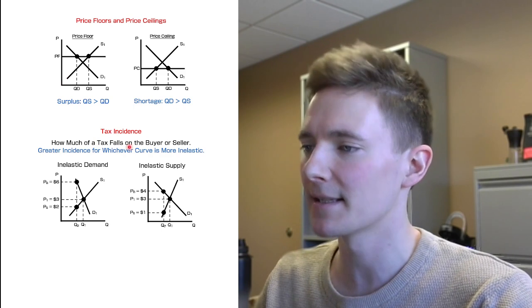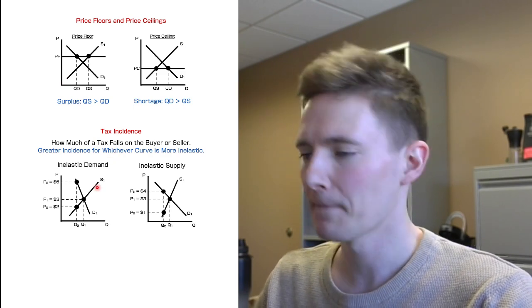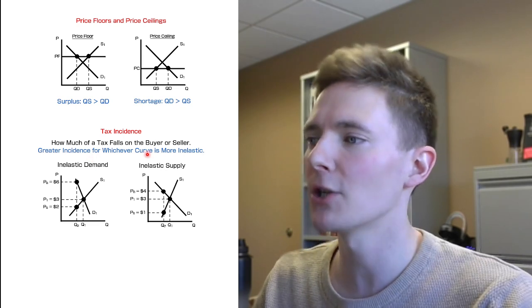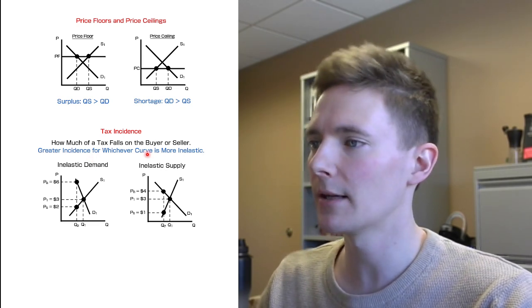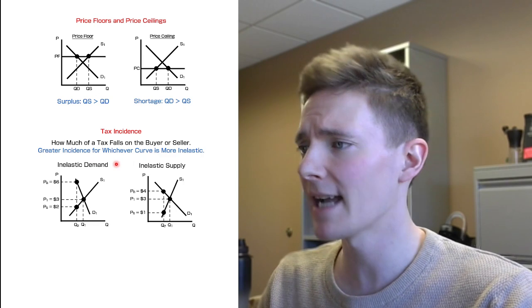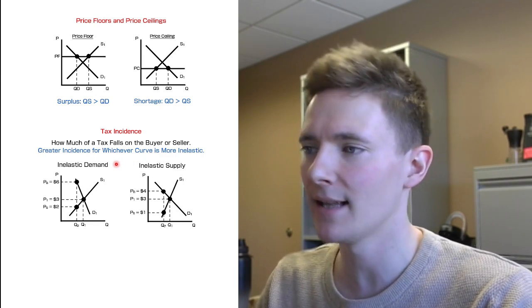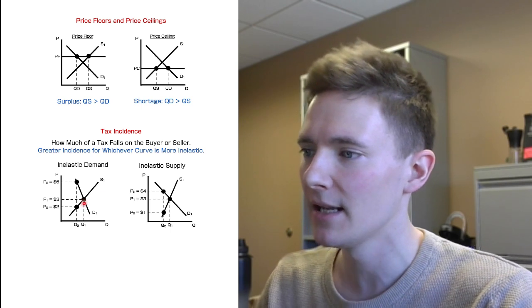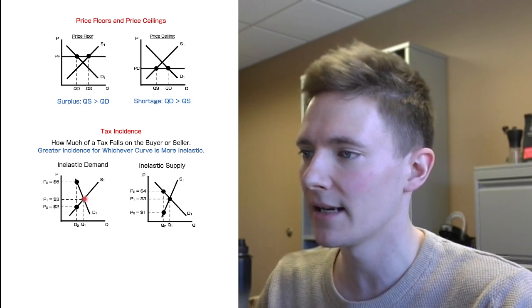Okay, tax incidence. We are going to hit this one again later, but right now we'll just look at it. It's just how much of the tax falls on the buyer or the seller. And you're going to have greater tax incidence for whichever curve is more inelastic. So here's an example of inelastic demand. This is my equilibrium price and quantity. Demand is a little steeper.